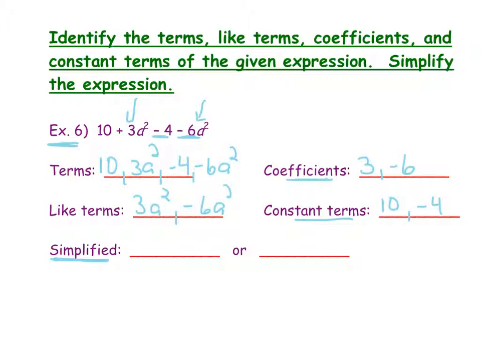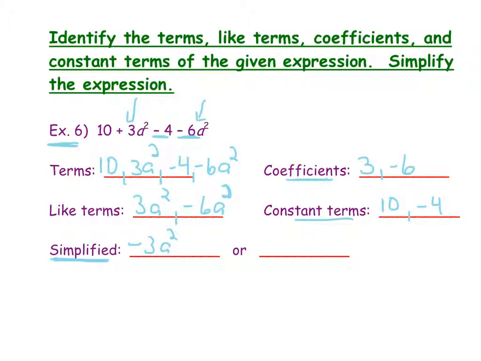So we have like terms, we said, right here, the variables, right here. So we're going to combine those together. So we have a positive 3a squared and a negative 6a squared. So positive 3 and negative 6, you add those together. You add the coefficients, but you keep the variable. So we're going to add the coefficients, 3 plus negative 6, get negative 3a squared.